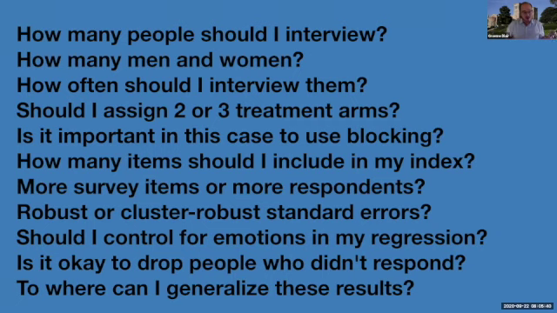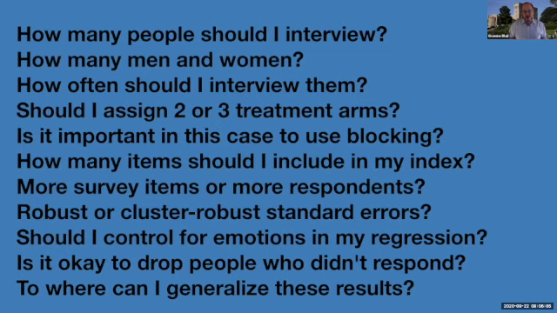So we have to ask ourselves, how many people should I interview in my surveys? How many of those people should be men and how many should be women? How often should I interview them? Do I need to have a baseline, an end line, a midline, a second end line? Should I assign 2 or can I afford to assign 3 treatment arms to explore different variants of a treatment? Is it important in this case to use block random assignment, or can I get away with not collecting a baseline to have to do that?